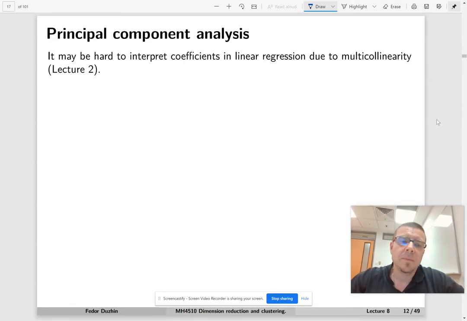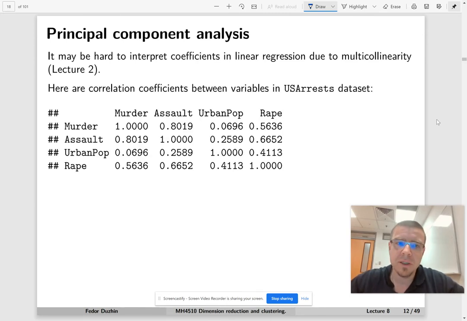Okay, now what is principal component analysis? One of the possible motivations for principal component analysis comes from linear regression. Recall from lecture 2 that sometimes coefficients in linear regression are hard to interpret because of multicollinearity. Now I'm going to show you a very simple example of multicollinearity.